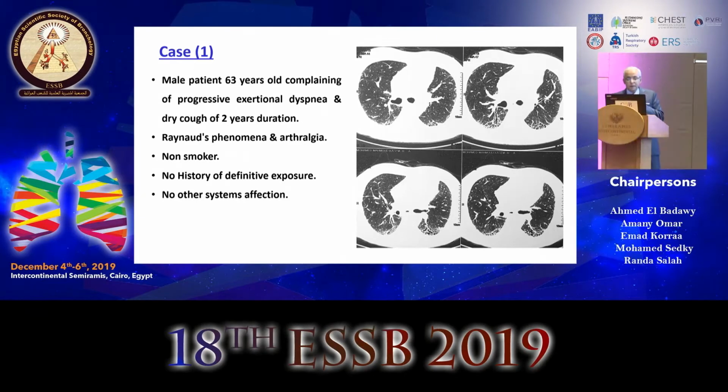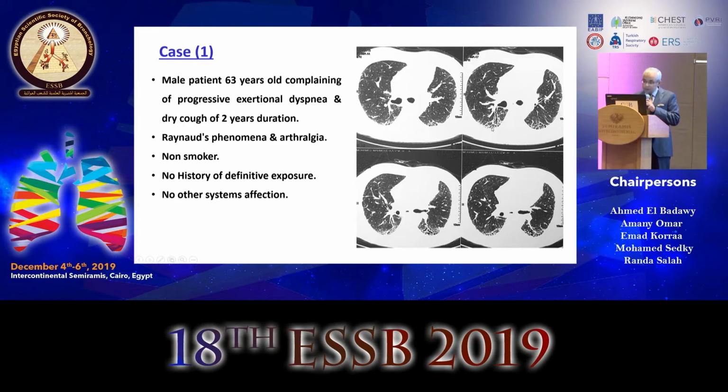A 63 years old male patient, a smoker, complaining of progressive shortness of breath of unspecified duration, has some autoimmune features, renal phenomena, and arthralgia, and we detect bilateral basal crackles in the absence of other signs of heart failure. If you see his HRCT, you can detect peripheral reticulations.